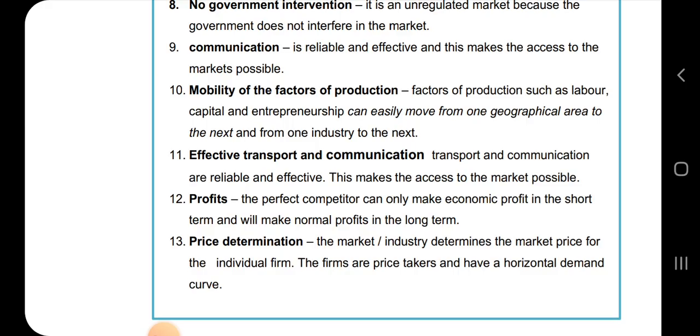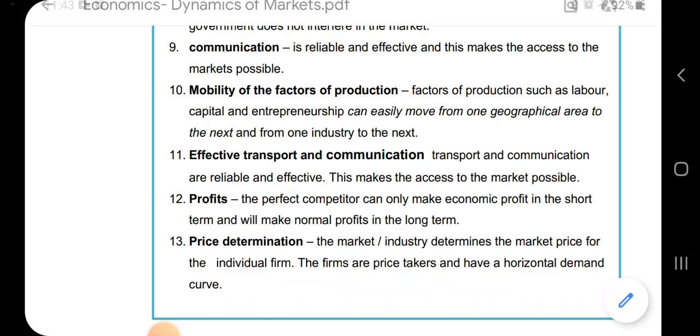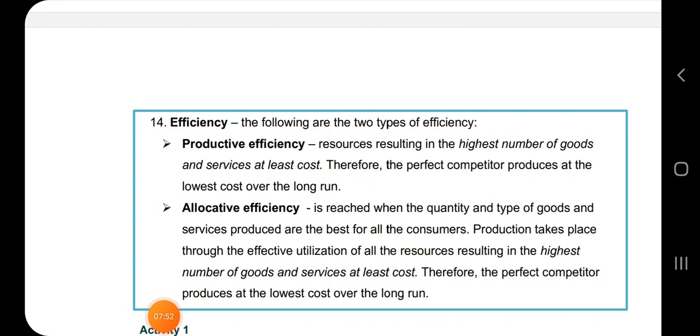So price determination. The market industry determines the price for the individual firm. The firms are price takers and have a horizontal demand curve. Efficiency. There's efficiency in this market. There's productive efficiency and there's allocative efficiency. The productive efficiency is that the perfect competitor produces at the lowest cost over the long run. So it can be relatively very cheap to produce in this market in the long run. So productive efficiency is there.